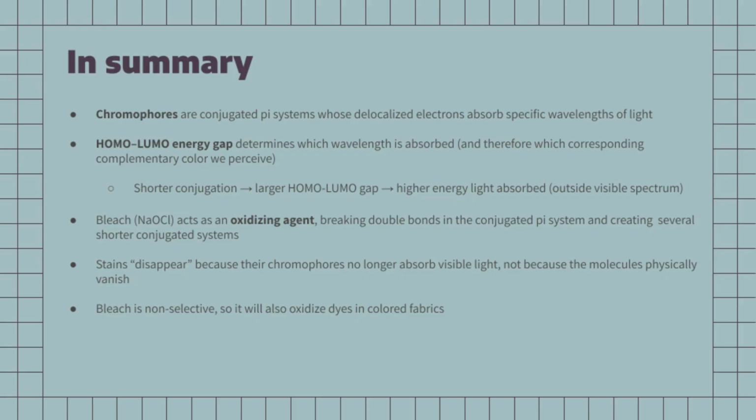As a result, the stain doesn't actually vanish. The molecules are still there. They just stop absorbing visible light, so to our eyes, the color disappears. And finally, because bleach is non-selective, it will oxidize any chromophore it encounters. That includes the dyes in colored fabrics, which is why bleach causes fading unless the fabric is white.